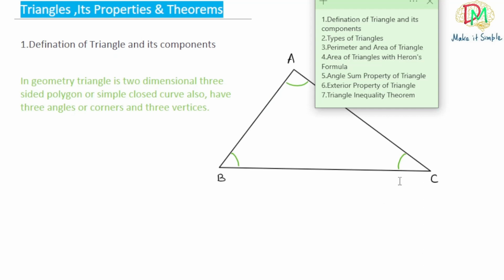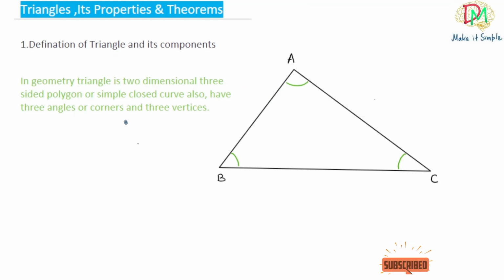First, we learn the definition of the triangles and its component. So, what is triangle? In geometry, triangle is two-dimensional, three-sided polygons or simple closed curve. Also have three angles or corner and three vertices. Now take this example. This is a triangle, and AB, BC, and CA. These are the three sides.